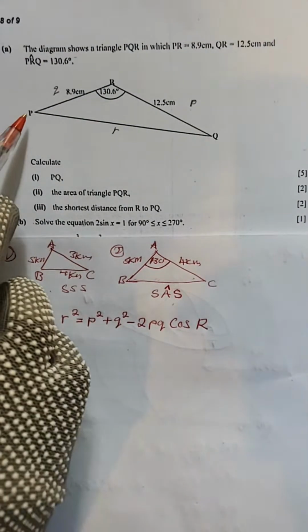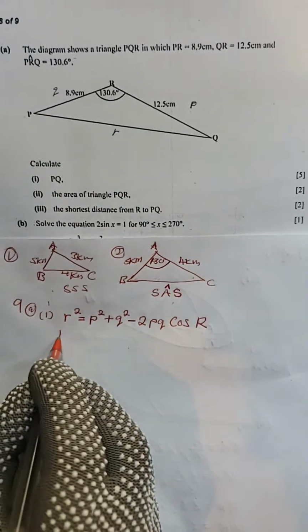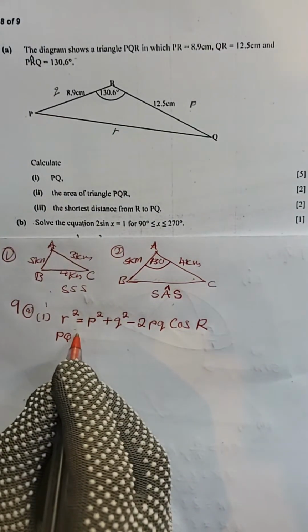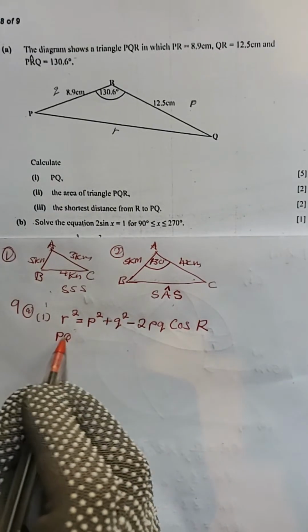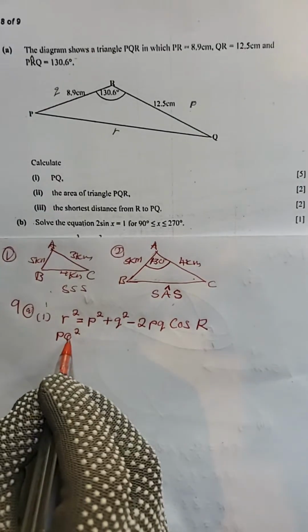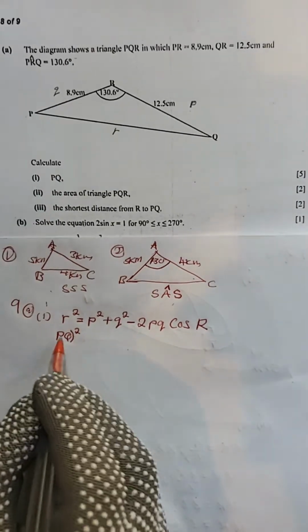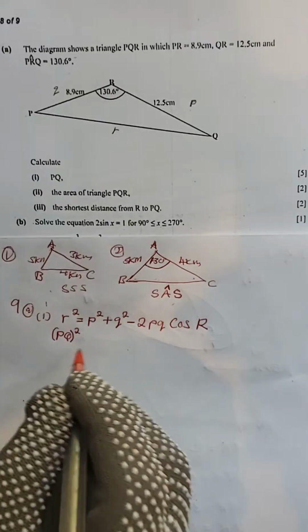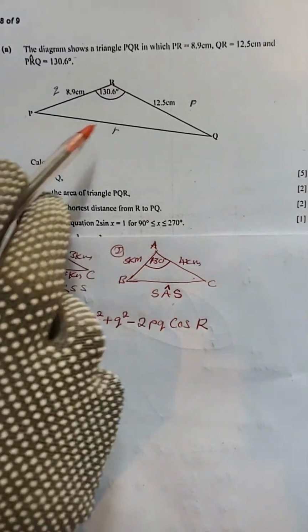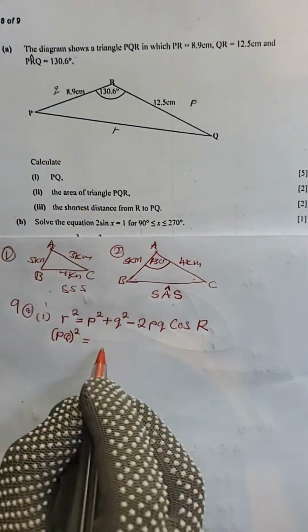R is PQ. So we're going to substitute PQ, and we can't write squared here without putting the brackets. If I write squared like this, it means that only Q is squared. So put in brackets to show that both are squared. Anyway, P is what? P is 12.5.